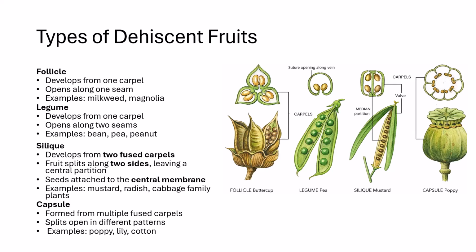A silique develops from two fused carpels. When the fruit opens, the two sides fall away but leave behind a central partition where the seeds are attached. This fruit type is characteristic of plants in the mustard family, including mustard and radish. Finally, a capsule develops from multiple fused carpels. Capsules can split open in several different ways depending on the species. Examples include poppies, lilies, and cotton. All of these fruits share the same basic strategy. When they mature, they split open to release their seeds, allowing the seeds to disperse into the surrounding environment.